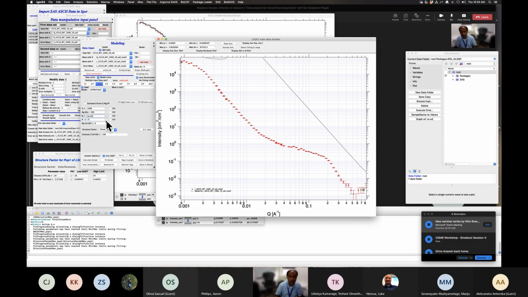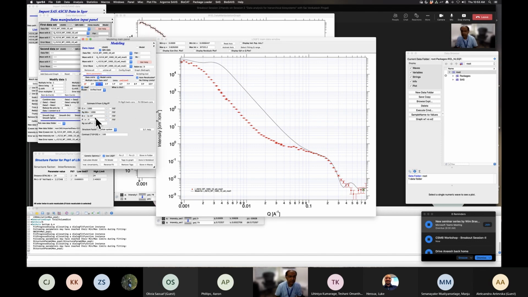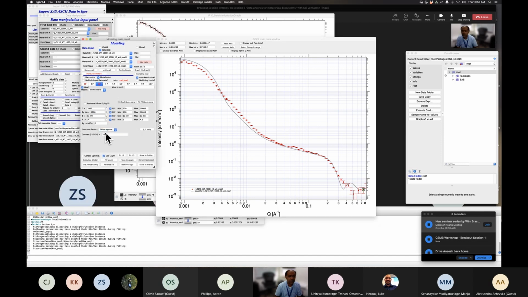So I'm going to add 3 more zeros. There you go. Now it's coming down, and RG can go further big. Now our power law is down here. Power law 4.